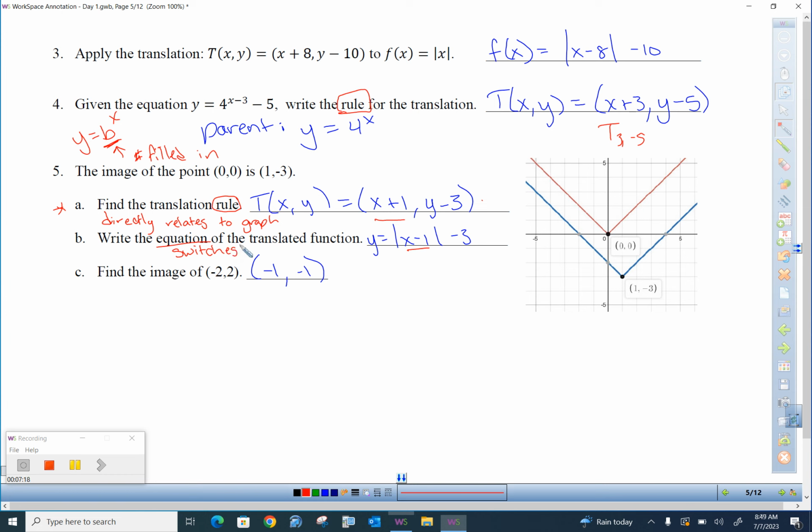Okay? So here, this parent function at 0, 0 went right 1 and down 3. To say right 1, I need a plus 1 in the rule, and I need a minus 1 in the equation. Both of them get a minus 3 for the down 3. Okay? And we want to find the image. You can use the rule and plug it in if you'd like, or you can just count on the graph since we have it. Here's what I mean by that. Negative 2, 2. Negative 2, 2 is here. And I know everything went right 1 and down 3. So then here's my new point at negative 1, visually.